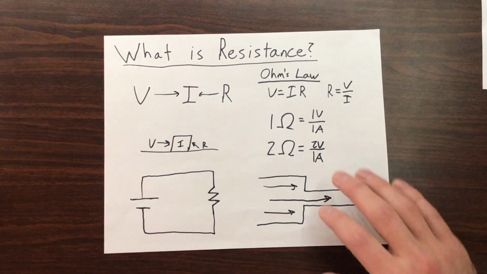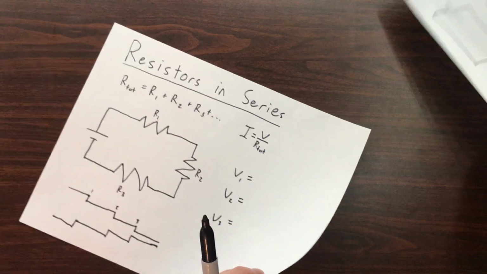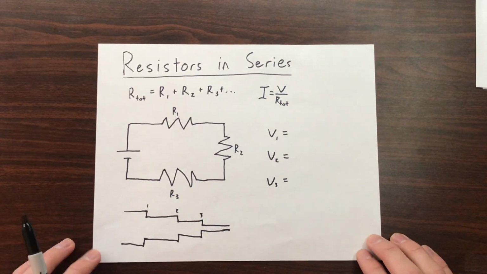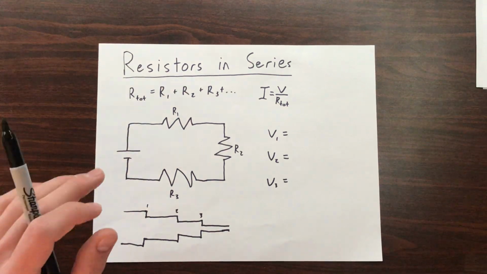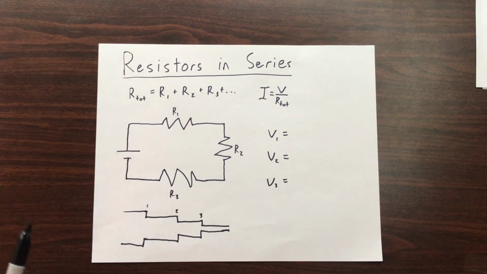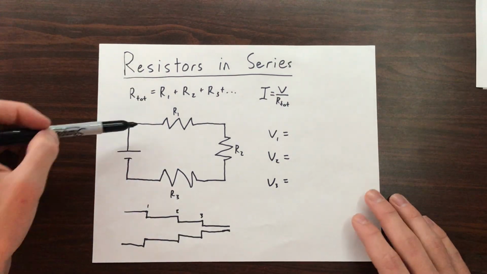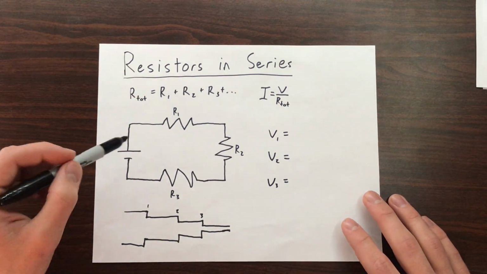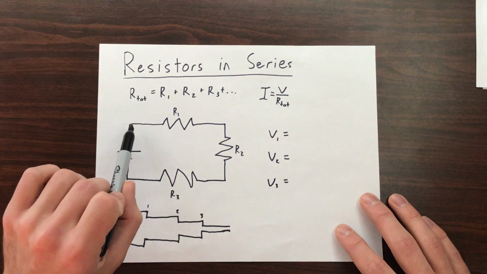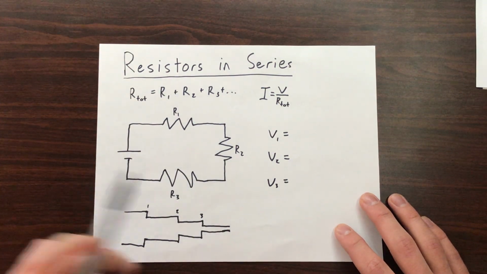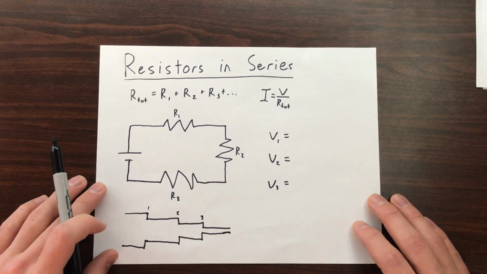Okay, the next thing we're going to talk about is resistors in series. Now that we know what a resistor is, what does it mean to have resistors in series? Having resistors in series means you've got multiple resistors in a circuit, and the current has to run through all of them. There's no option. It goes through R1, and then it has to go through R2 and R3 to finish the circuit.